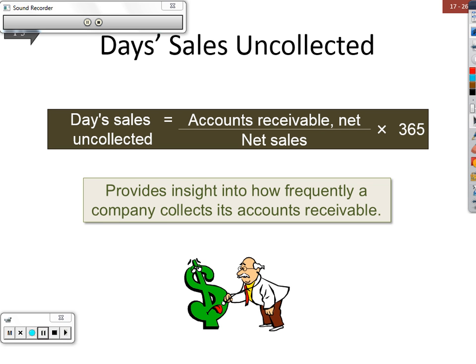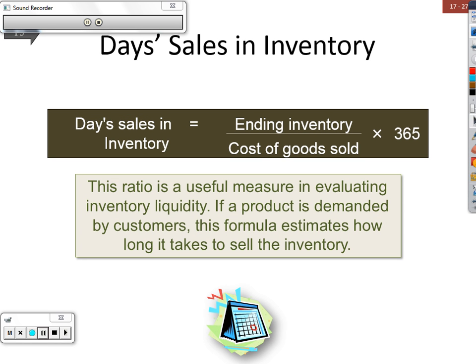Days sales uncollected. This means for your accounts receivable, how often are the receivables going uncollected? It is still equivalent to your accounts receivable turnover ratio. But how many days is it going without you collecting the receivables? And the reason that is important is simply because you want to collect receivables as quick as you can, at least within the first 30 days, so that you don't start to lose money.